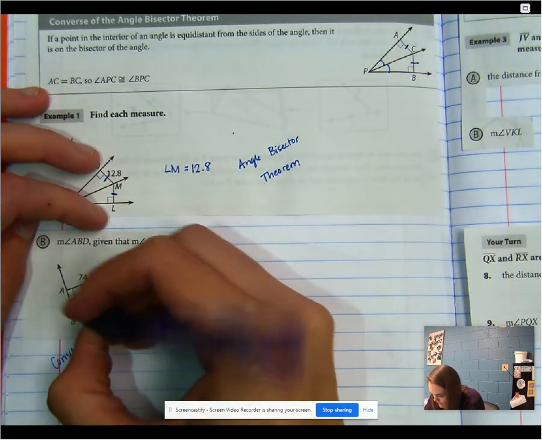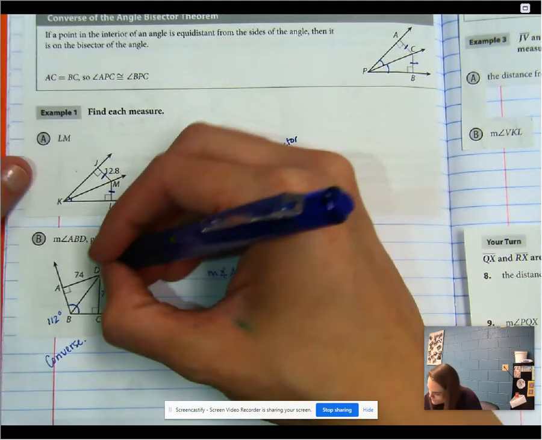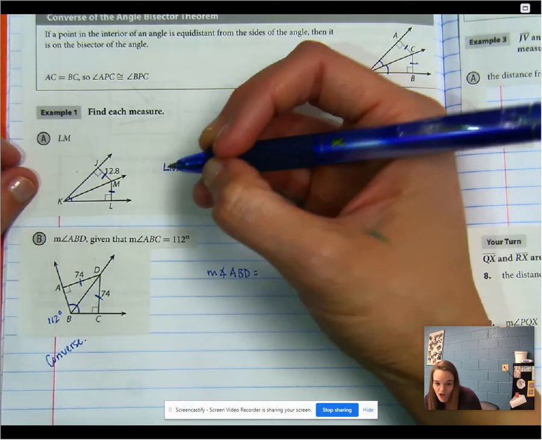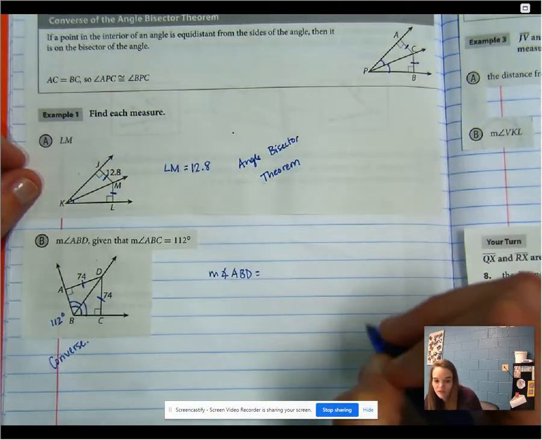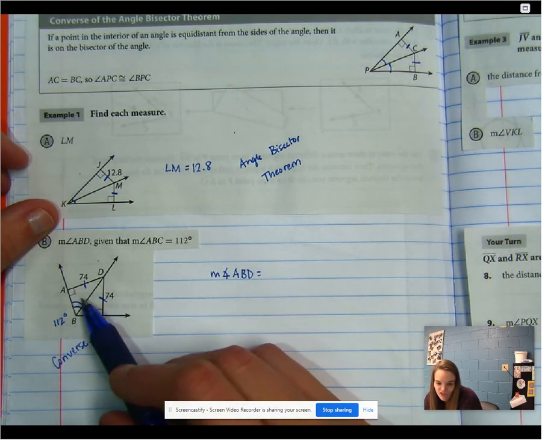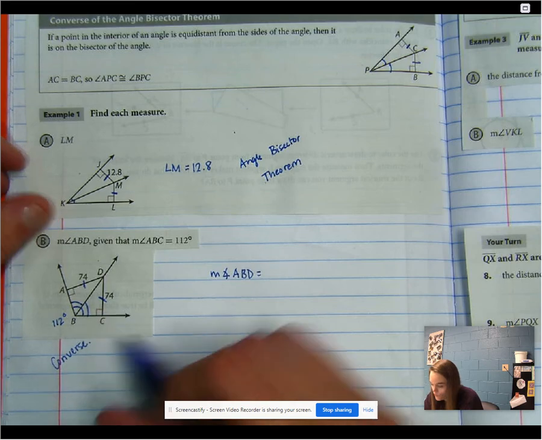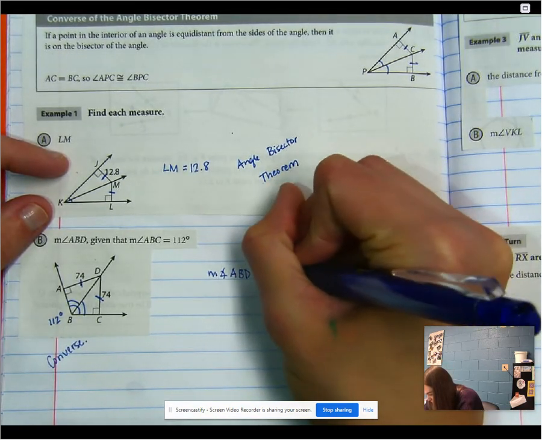Given that ABC, this whole thing is 112. Now, since these two are congruent, by the converse, these two are congruent. So, if they're congruent, that means it's going to be the bisector that's cut in half. So, half of 112 is 56 degrees.